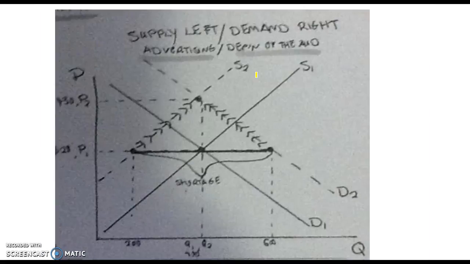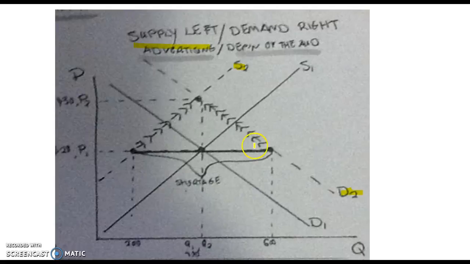The second one is something that will shift supply to the left and demand to the right. So you can see that supply has shifted to the left, but demand has now shifted to the right. And that could occur because of something like advertising. Advertising will increase the demand for the product if it's effective advertising, but it'll also increase production costs.